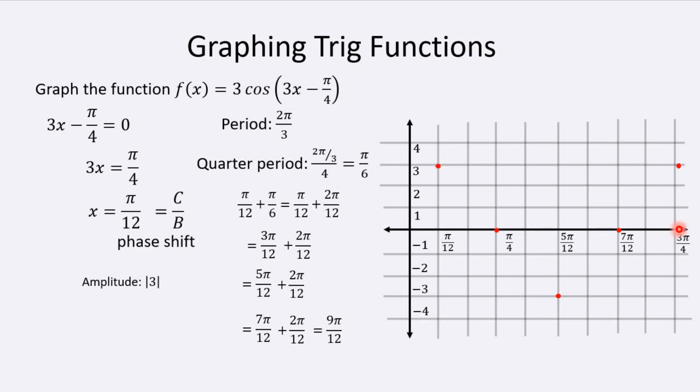All right, so this is what the cosine graph looks like when you connect these with a smooth curve. You get this curve right here.